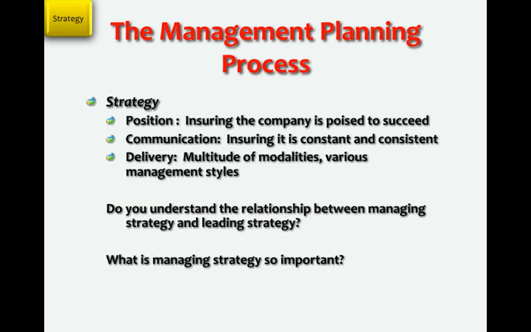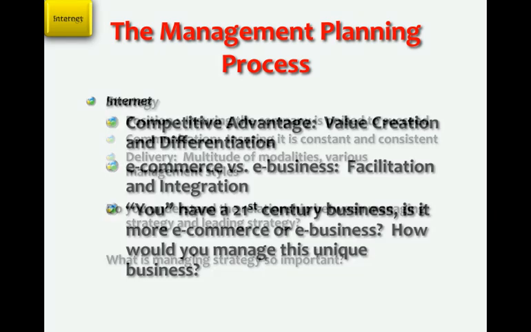Strategy is about position and communication and delivery. So we ask ourselves two primary questions. What is it about managing strategy that's so important? And then how do we understand the relationship between managing strategy and leading strategy? And remember, the leading aspect of it is the visionary aspect. The management aspect of it is more the execution aspect. So if our strategy can fall under position, communication, and delivery, we have a greater likelihood to make the strategy successful and then can move on to building the management programs that we'll see in the management plan in the next chapter.